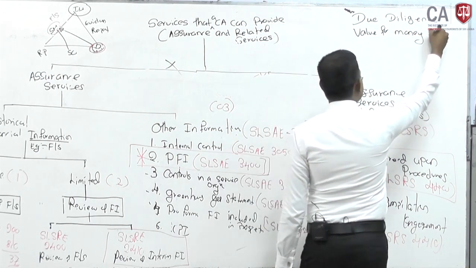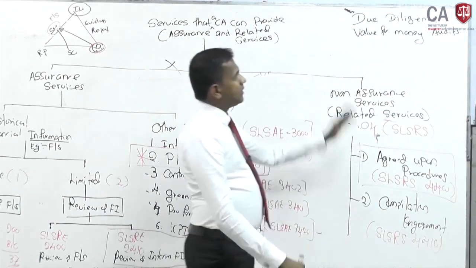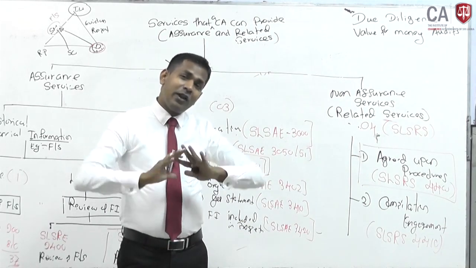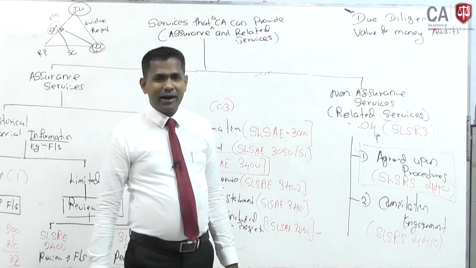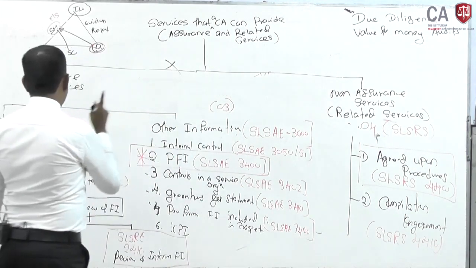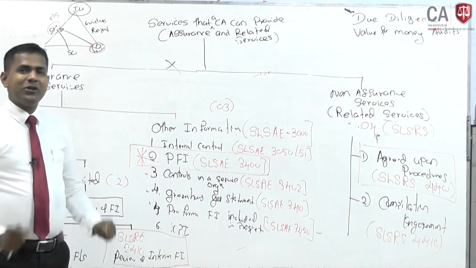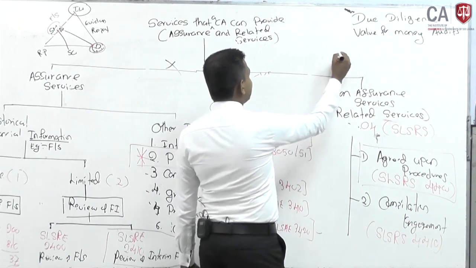Now, if there are questions, remember these two services, I will tell you later what that is. Due diligence services or value for money audit. There are two services that a chartered accountant can provide. These two are coming under which category? You cannot give a conclusion. I will tell you first one, what is DD? We call it DD in practice.